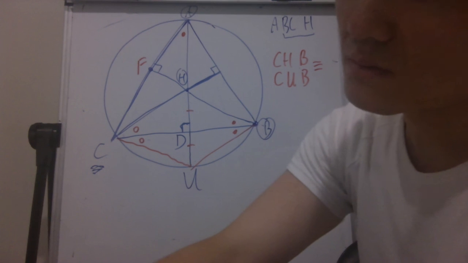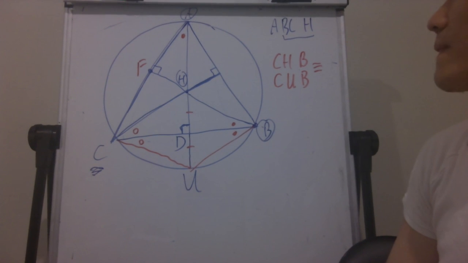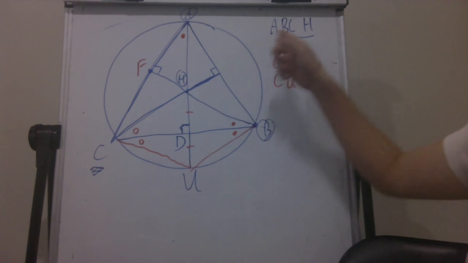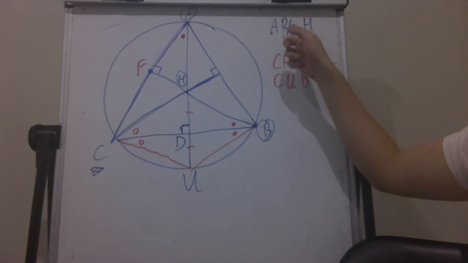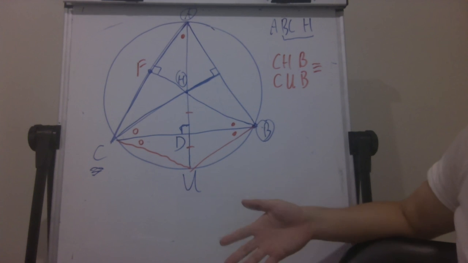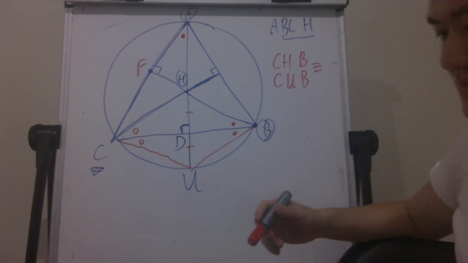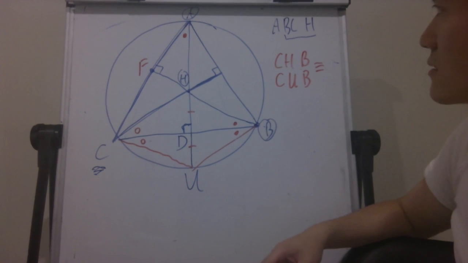And then for CHB, there's angle CUB, which is the same circumradius as ABC. Same for the other ones. So all three triangles you can get from this have the same circumradius, the radius of the circumcircle. The circumcircle is the circle outside the triangle, circum, not incircle.